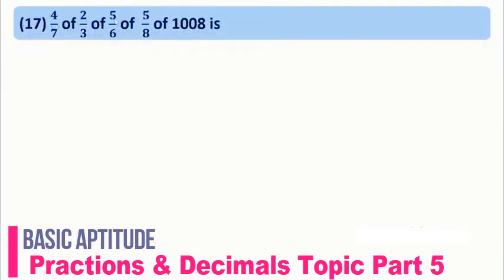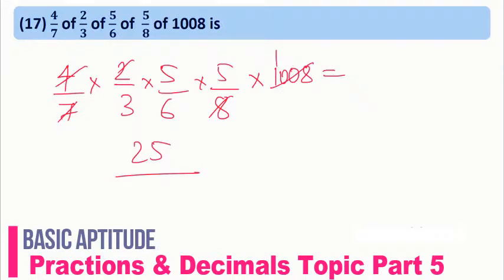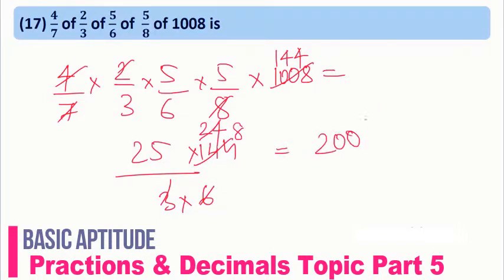4 by 7 of 2 by 3 of 5 by 6 of 5 by 8 of 1008 is again very easy. Of means multiplication, right? So we are just multiplying this. Let us see what we get. 1008 would be equal to 4 2s are 8. So we'll have 5 5s are 25 over here, right? Now 7 1s are 7, 7 4s are 28, 144. Into 1, 44, 3 into 6, 6 2s are 12, 24, 4s are 8s are, the answer is 200.